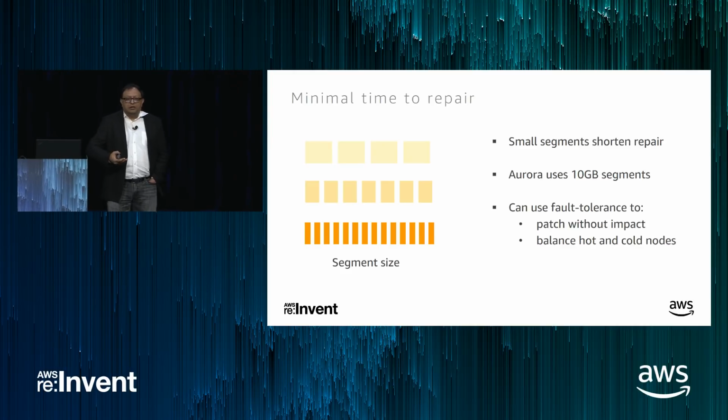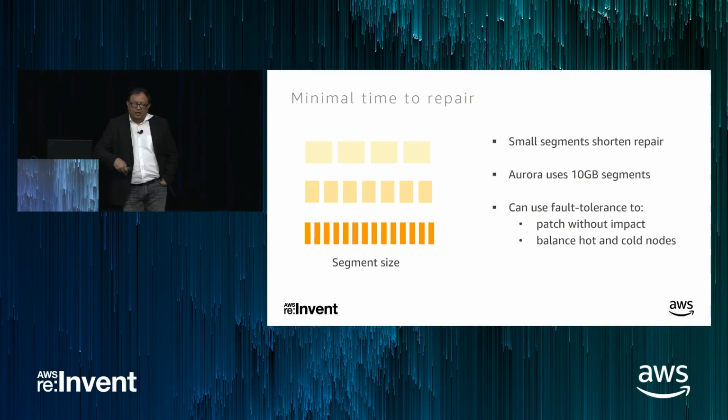So that really turns into a question of how long does it take to repair. And we use 10 gigabyte segments. There's a 10 gigabit network. And so you can do the math on how long that repair takes from detection to repair. And so that really reduces your window of vulnerability, right?